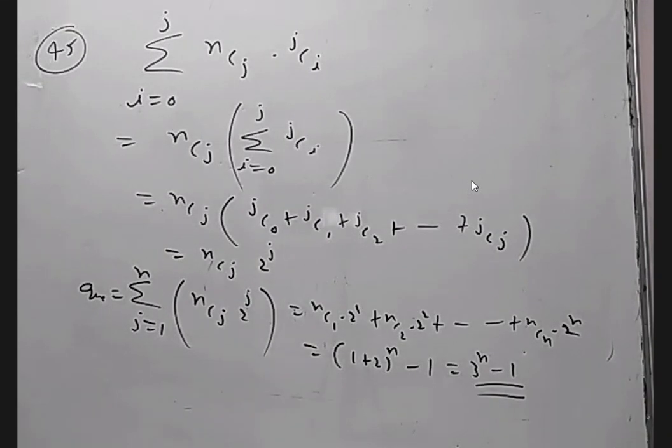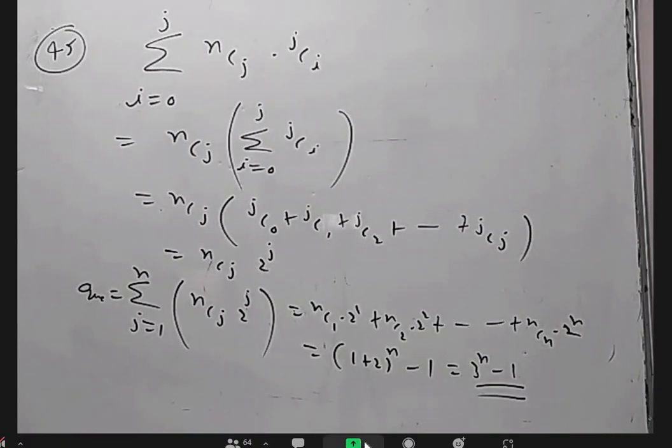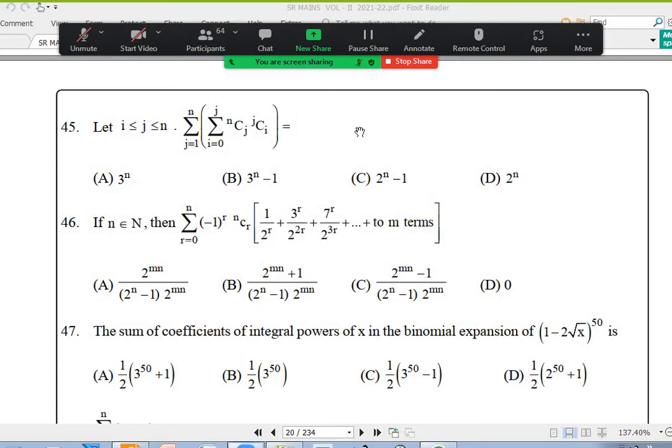So when two sigmas are there, nCj, jCi, you don't have to feel confused. You have to just carefully see what is the thing which is varying. First you find the inner sigma, then you find the outer sigma.